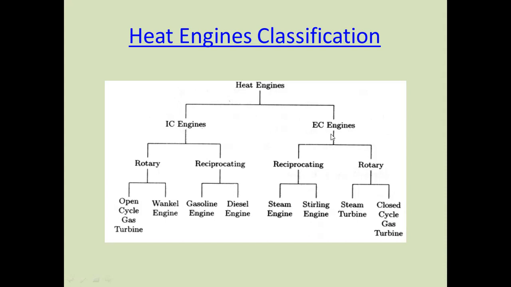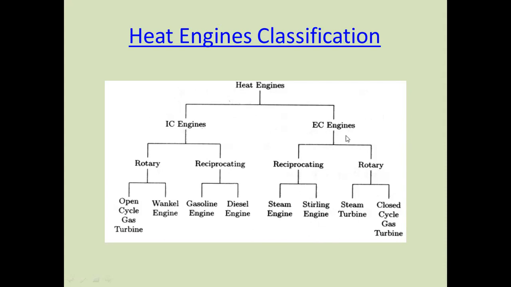Based upon the external combustion engine, there are two types. One is the reciprocating type, another one is the rotary type. For the reciprocating type, we use steam engines. Nowadays the steam engine is used as the locomotive engine. It is still running in good condition, particularly from Mettupalayam to Udagamandalam, where the loco engine, the rail engine, operates. After that, we can see the Stirling engines.